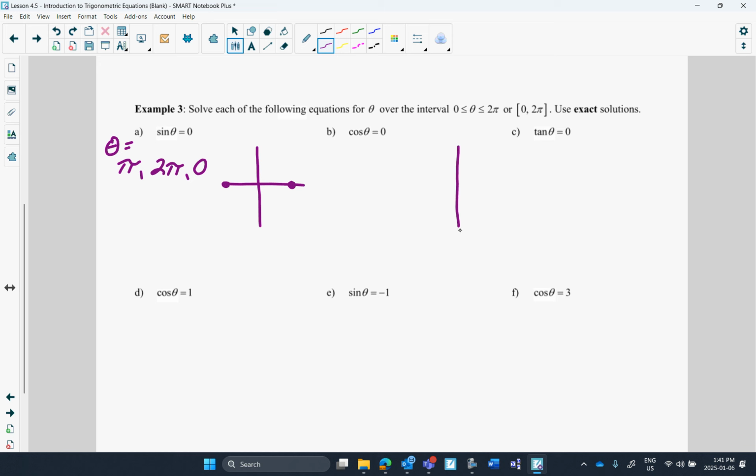This time the x is 0. So here on the unit circle and there. What angles are here and here? Pi/2 and 3 pi/2.